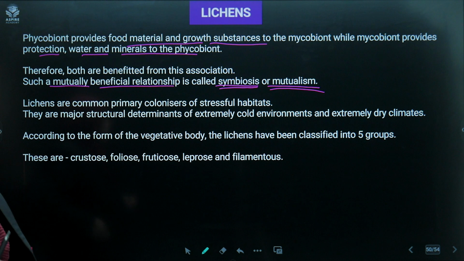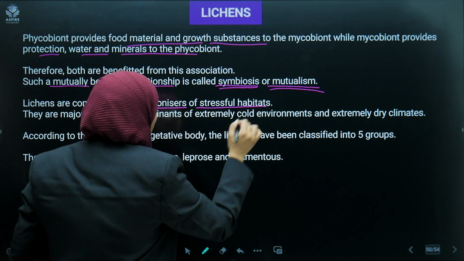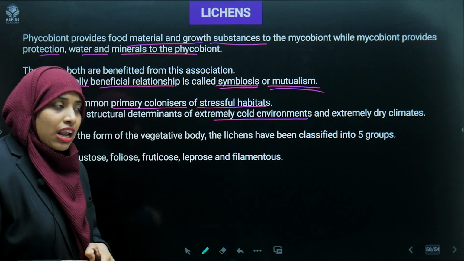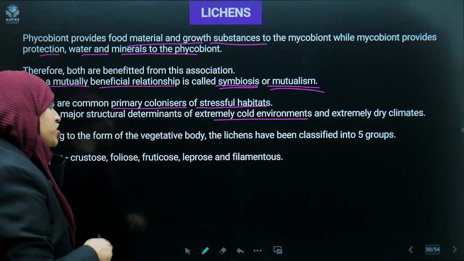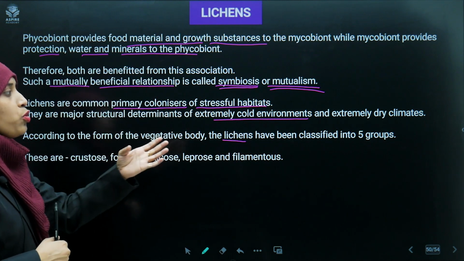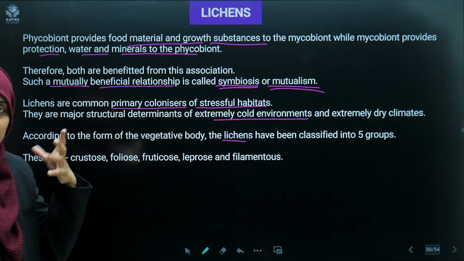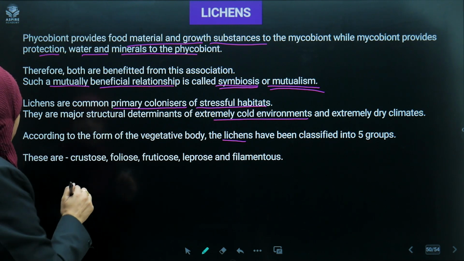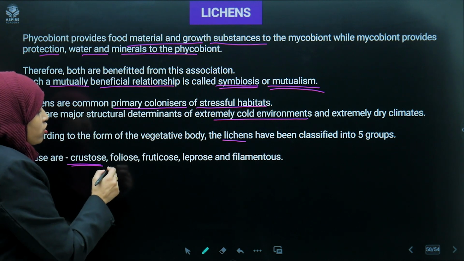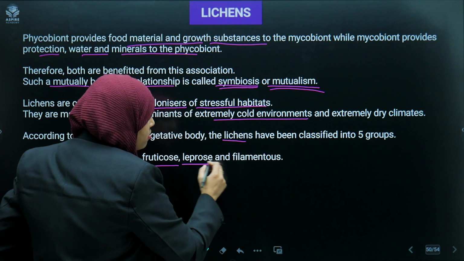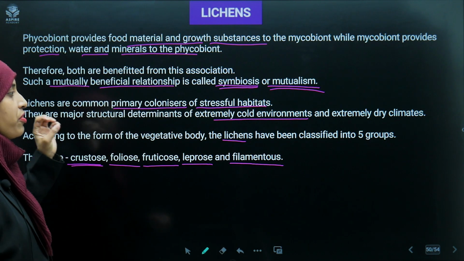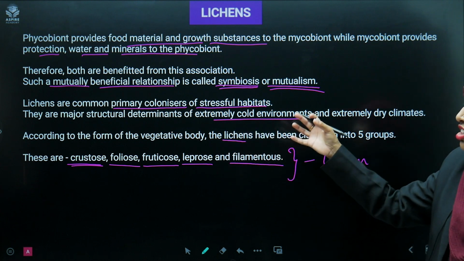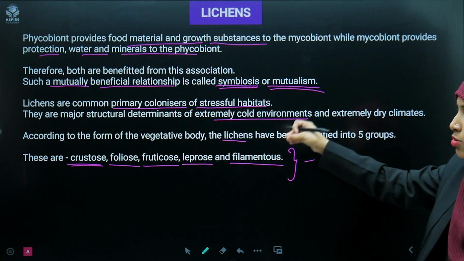Now lichens are common primary colonizers of stressful habitats. They are the major structure found in extremely cold environments and extremely dry climates. According to the form of the vegetation or the body, lichens have been classified into 5 groups, divided on the basis of the different types of habitat or vegetation where they grow. On that basis, the names are different: crustose, foliose, fruticose, leprose, filamentous. These are the different types of lichens, named on the basis of the vegetation or environment in which they grow.